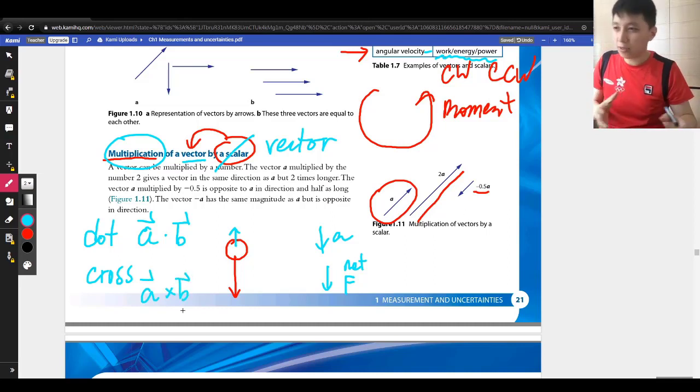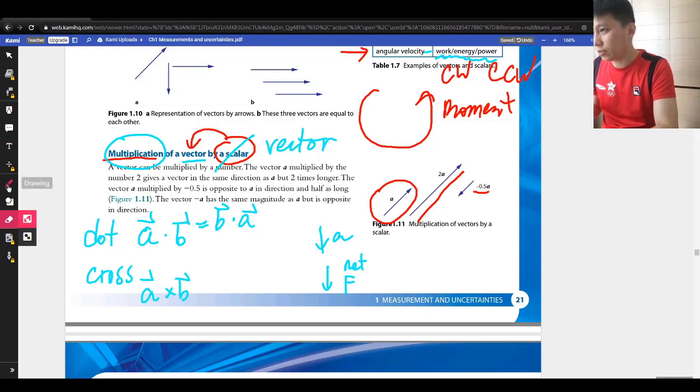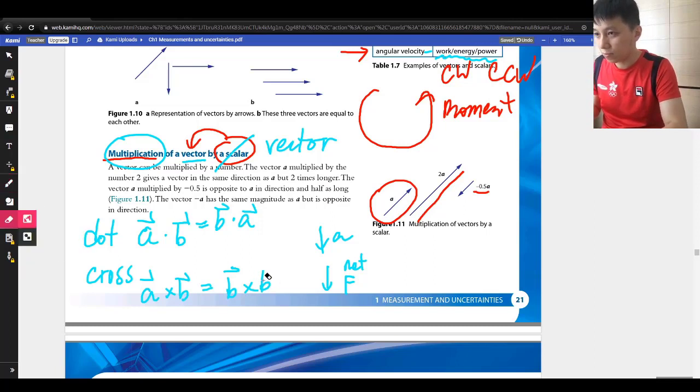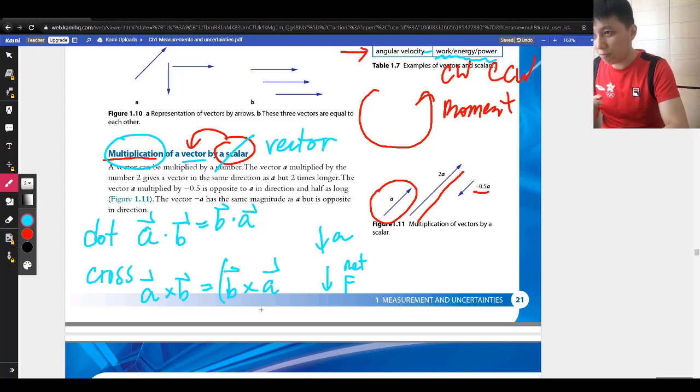The interesting thing is, when you do dot product, it will be the same as you have the other way around, so B dot A. While when you do cross product, it will be different because it is somehow opposite. So when you do B cross A, they don't equal to each other. Actually, it will be opposite instead.